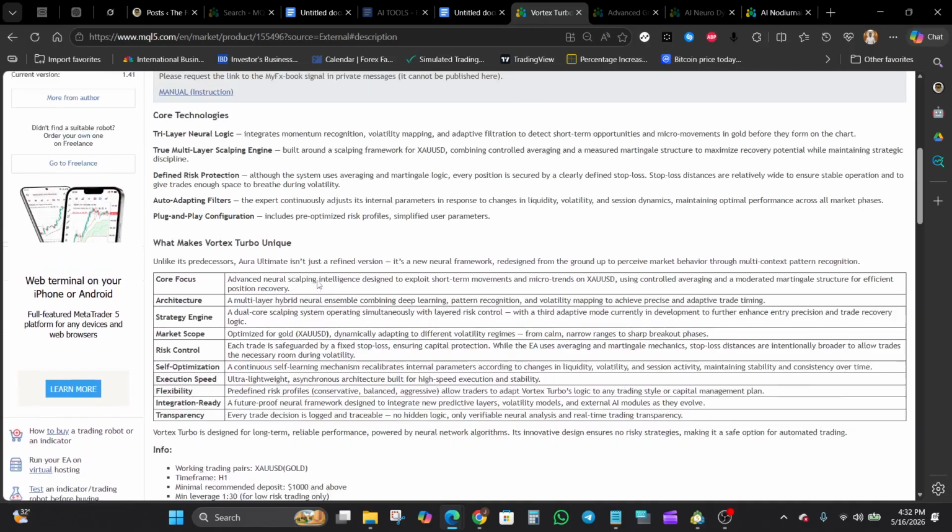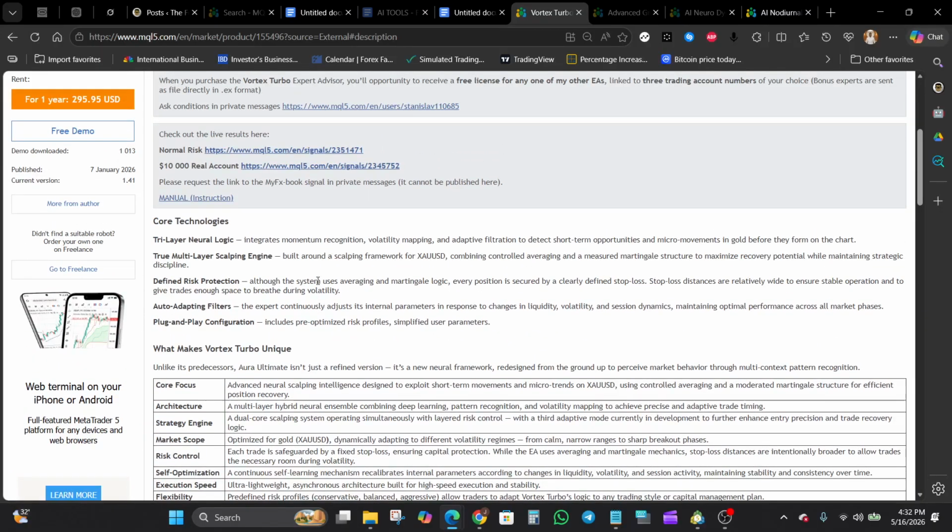As I continue scrolling through the page, the EA is described as a scalping expert advisor that combines AI-based market analysis with a controlled martingale and averaging grid structure. What is important here is that the developer repeatedly mentions that every trade includes a built-in stop loss, which is intended to prevent the kind of unlimited exposure that people usually associate with traditional martingale systems.